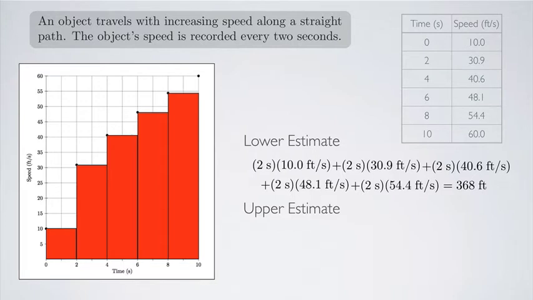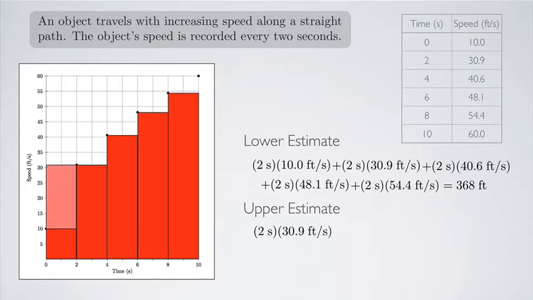For the upper estimate, I know that in the first 2 seconds, the object couldn't have traveled more than 30.9 feet per second because the object is traveling with increasing speed. And if it went above 30.9 feet per second in the first 2 seconds, that means it would have had to decrease its speed back down to 30.9 feet per second by the time it got to 2 seconds. And that can't happen. So for the first 2 seconds, the distance traveled would be 2 seconds times 30.9 feet per second. And that's the same as that first rectangle with this extra rectangle added in.